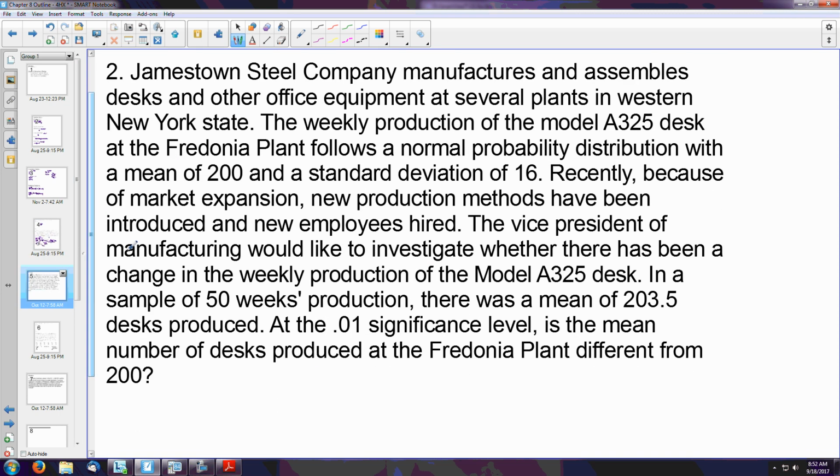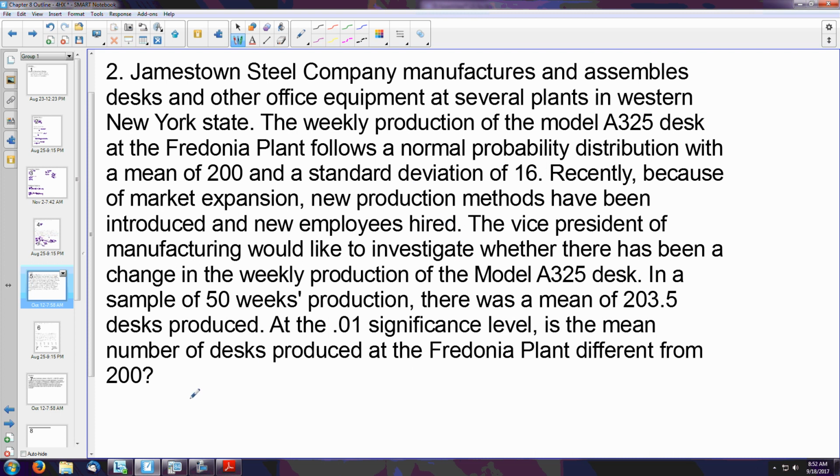Jamestown Steel Company manufactures and assembles desks and other office equipment at several plants in western New York State. The weekly production of the Model A325 desk at the Fredonia plant follows a normal distribution with a mean of 200 and a standard deviation of 16.